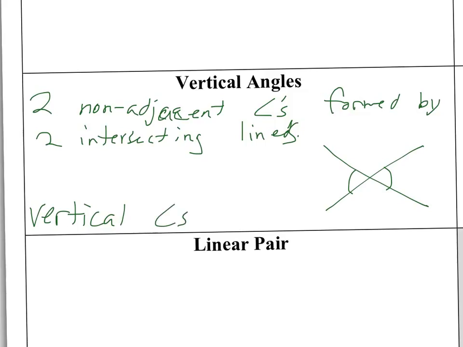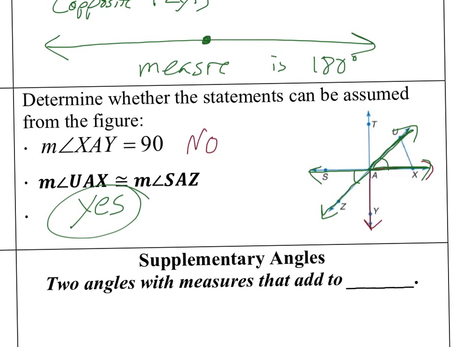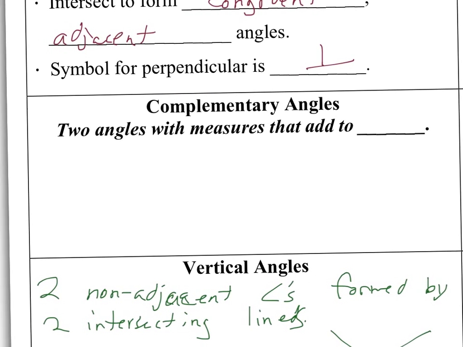Vertical angles are, remember our symbol for congruent is that right there. So why is this right here? Why can we assume that? Well, if you'll notice, these are two intersecting lines and these are vertical, so by definition we can assume that they are congruent. Okay?